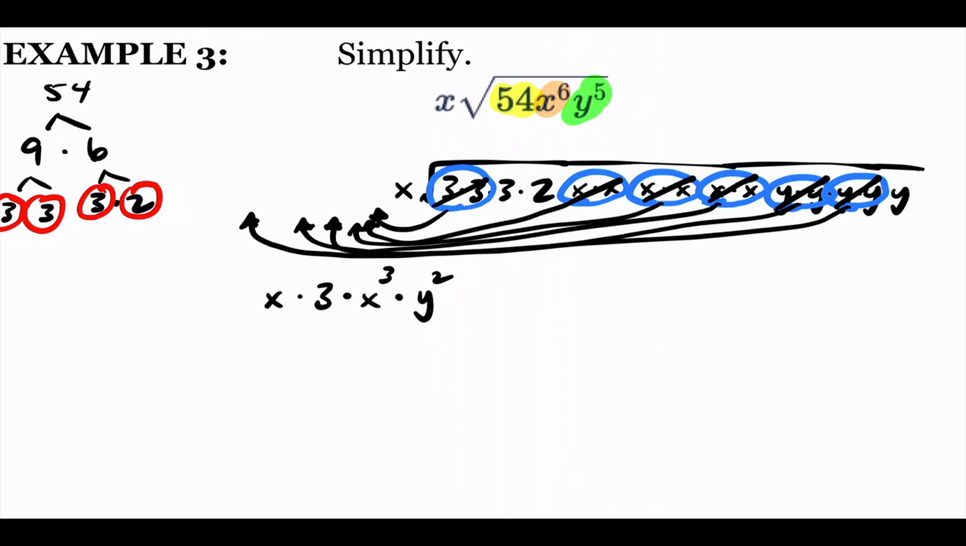Okay? Now what's left over? 3 times 2, 6, times y. So in the front, let me clean it up. I have an x here, an x to the 3rd here. So how many x's do I have? 4. So I put 3 in the front, x to the 4th, y squared, times the square root of 6y.